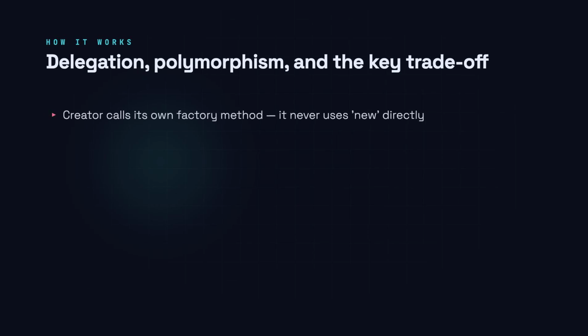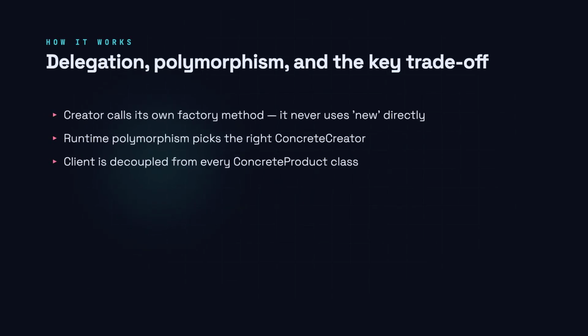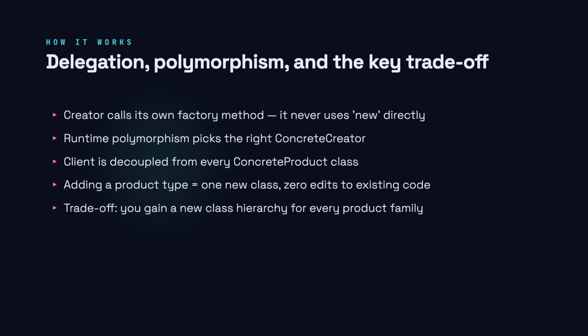The magic is that the creator calls a method on itself, createTransport, which is resolved at runtime by whichever ConcreteCreator was instantiated. This is polymorphism doing the work, so the business logic in planDelivery stays completely stable. The open-closed principle is honored because new transport types arrive as new classes, never as edits.